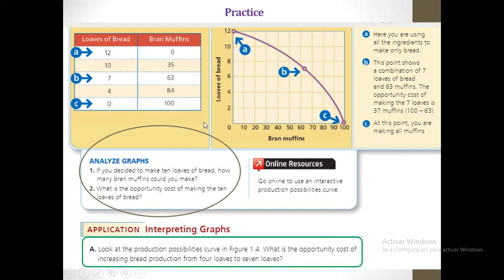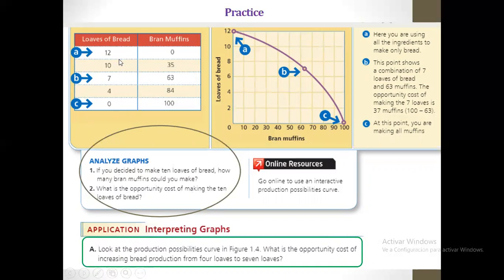Now, this is the same thing, and this is in your PDF document. It's almost the same thing with the same information. And then over here, there is a question. Number 1, if you decide to make 10 loaves of bread, how many bran muffins could you make? That means that you can make 35 muffins, okay? If you produce only 10 loaves of bread, then you should be able to produce 35 muffins, only 35, no more than that.